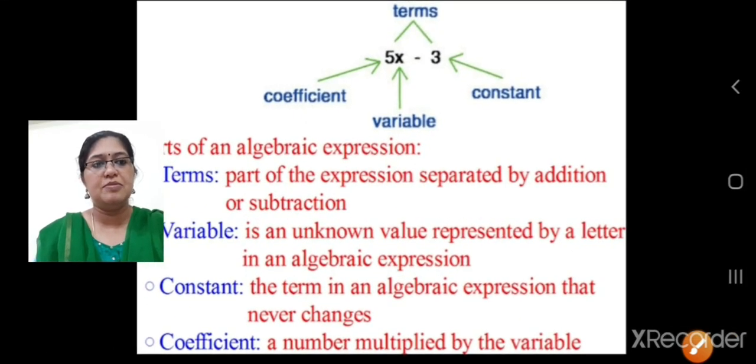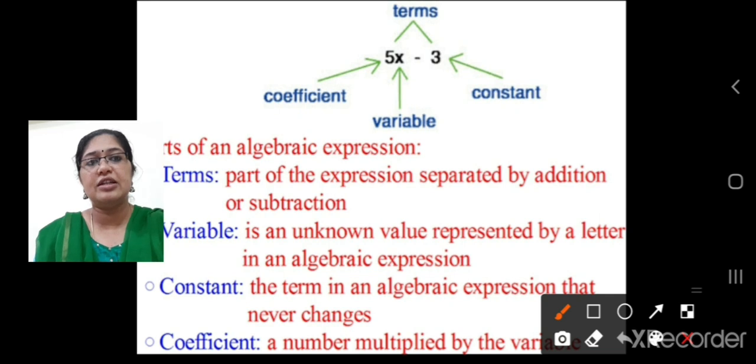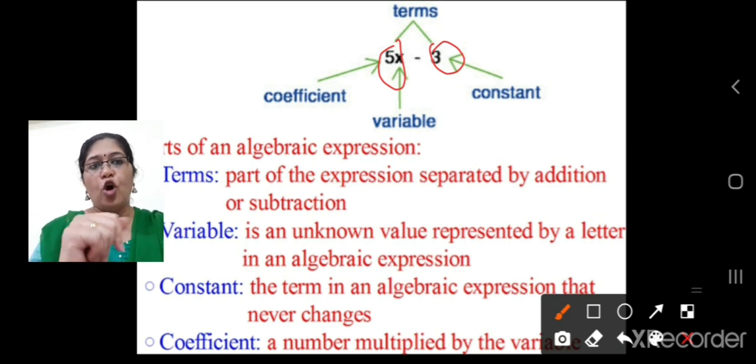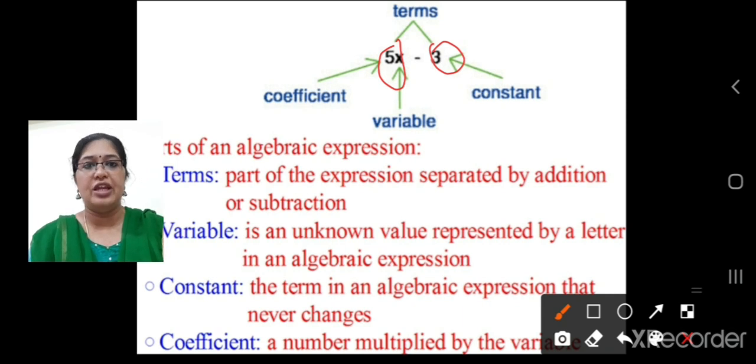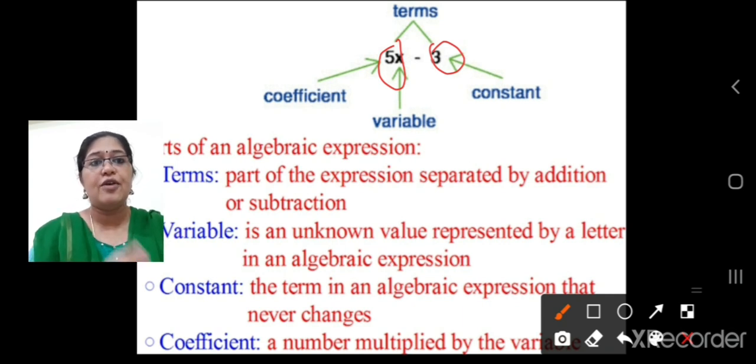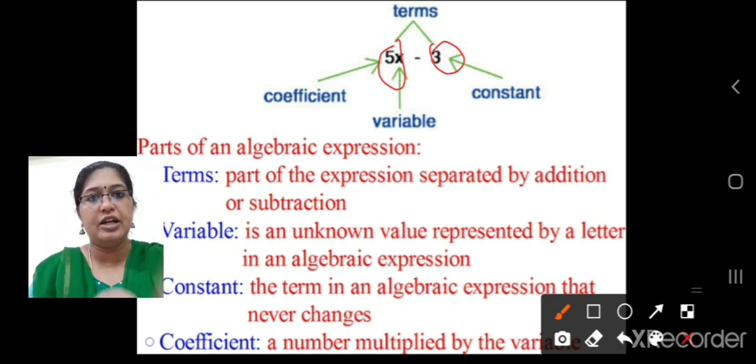Here, which are the terms? 5x and 3 are the terms. In this, 2 terms are there, 5x and 3. The operation used is the minus sign. Coefficient, as I told, is the number which is multiplied with the variable. Variable means the alphabet. Constant means the numbers. Let us now read the definitions.